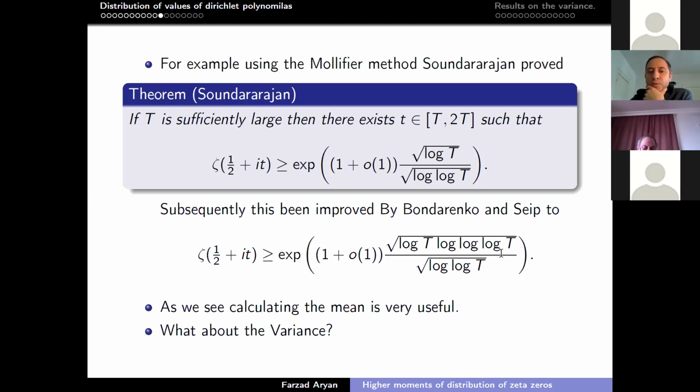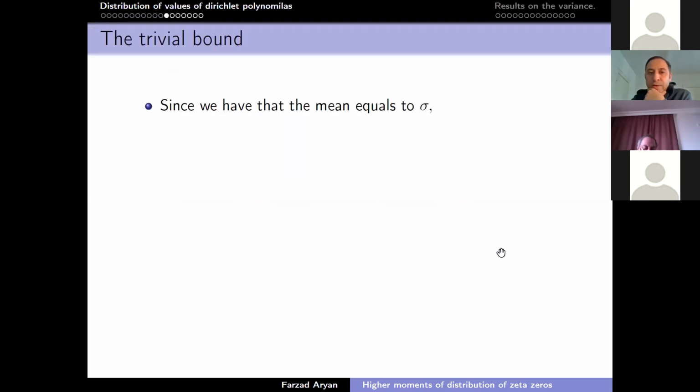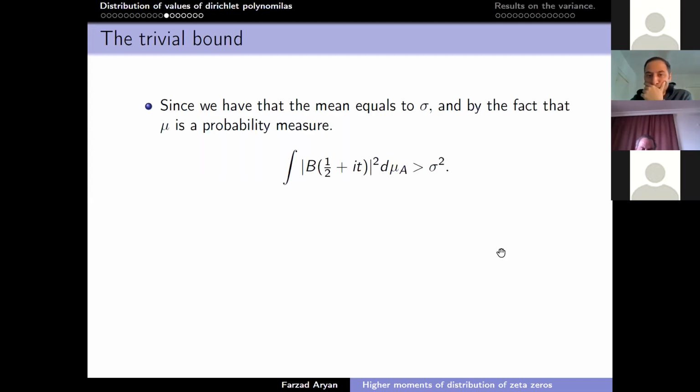But immediately you would ask me, so what about the variance? Like you have the first moment, you have the mean, what about the variance? So there is a trivial bound, obviously, on the variance. If you have the mean equal to sigma, the trivial bound on the variance is sigma to the power 2.